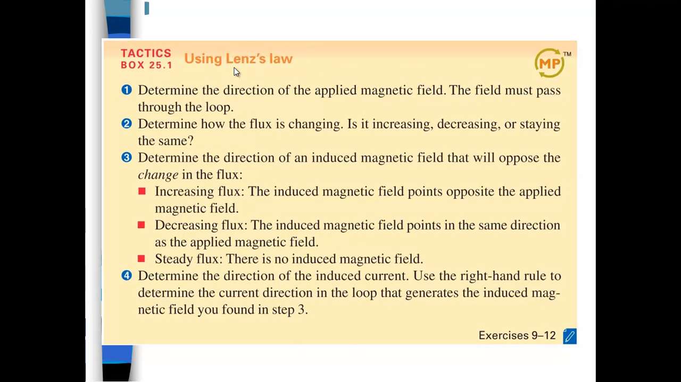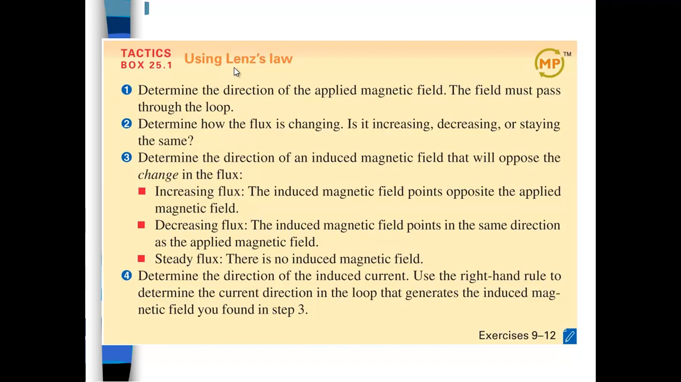Okay, so when you use Lenz's law, you determine the direction of the applied magnetic field. The field must pass through the loop. You determine how the flux is changing. Is it increasing, decreasing, or staying the same? Then you determine the direction of the induced magnetic field that opposes the change in flux.